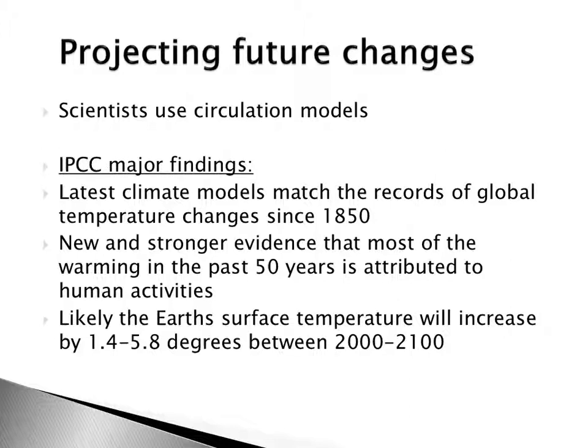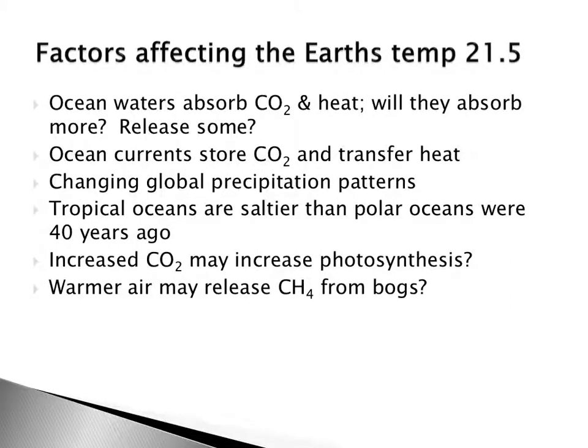Scientists, of course, can use circulation models. We know according to the IPCC, latest climate models match the records of global temperature changes since 1850, so their models are pretty much on track from what's actually been occurring. There is new and stronger evidence that most of the warming in the past 50 years is, of course, due to us. It's likely the Earth's surface will increase quite a bit between 2000 and 2100.